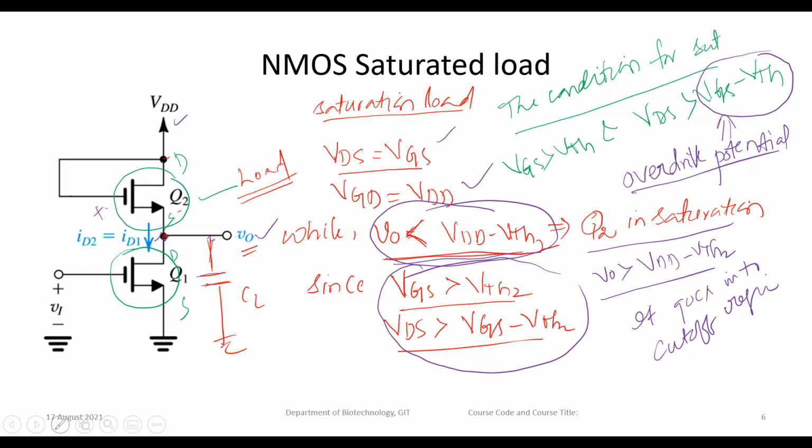So suppose V0 is greater than VDD minus VTH2, which device will go into the saturation cutoff region?